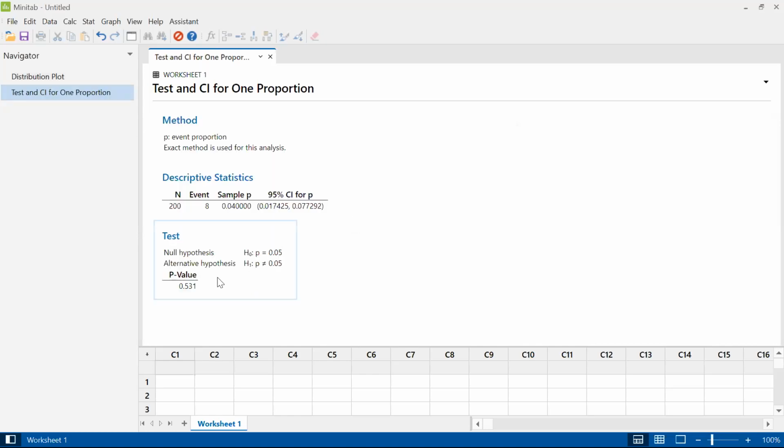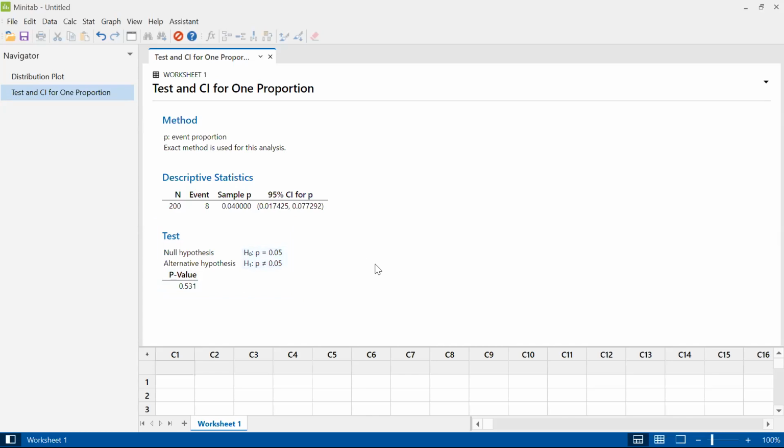All right, so our p-value came out to 0.531. What does that mean? Well, it means that maybe there were 5,000 bad ones. Or I suppose maybe it could be more than that. This isn't small enough for us to say it's not 5% of the chips that are bad.